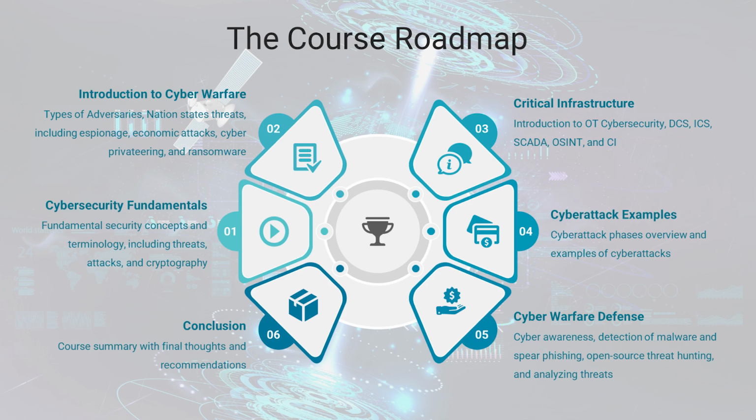The sixth section is dedicated to the good guys, to defense concerning cyber warfare. We'll talk about the most important elements of a good cyber warfare culture and actions that need to be taken. This consists of cyber awareness, detection of malware and spear phishing, open source threat hunting, and the analysis of threats. And the last section, section 7, is titled Conclusion, where I will share my final thoughts on the subject of cyber warfare, and we will do a course summary so you can better manage everything we have gone over throughout this course. Now let's move on to prerequisites.